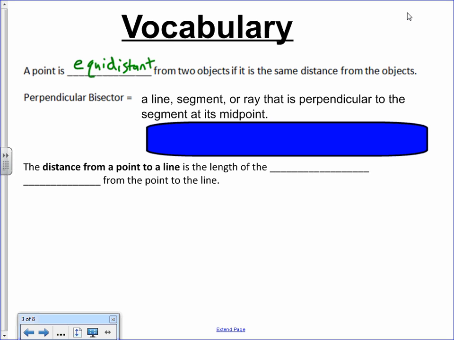And the third one is a distance from a point to a line. We'll talk about that a little bit. If you're going from a point to a line, so if you have a line, you have a point here, the distance from a point to a line is the length of the perpendicular bisector from the point to the line. So we're going to fill in the blank here of the perpendicular bisector. The reason is that if it's the perpendicular line, that is the closest distance from the point to the line. So that's how you find the distance between a point and a line or a line segment.